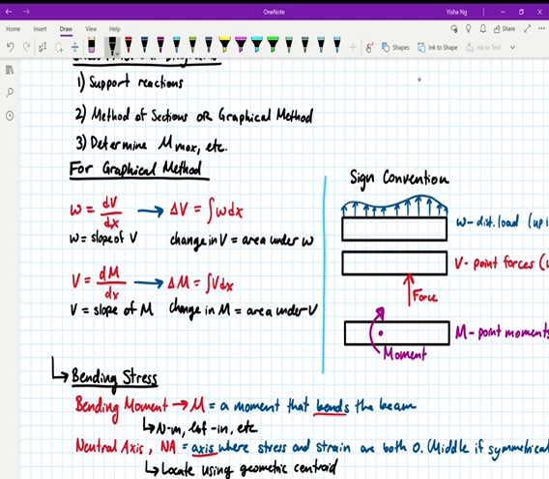Similarly, your shear is equal to the slope of your moment, and so that means a change in your moment is equal to the area under your shear. So again, if your shear is like a triangle and you can calculate that area, you can use that information to determine what your change in moment is.